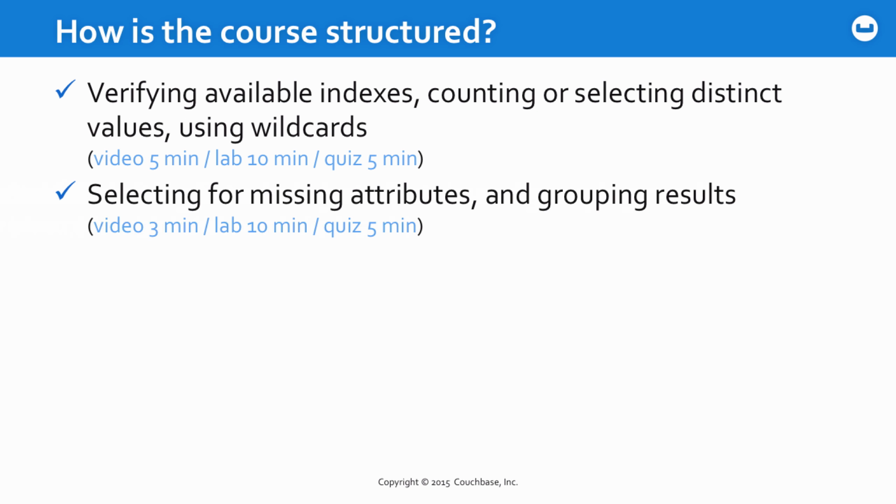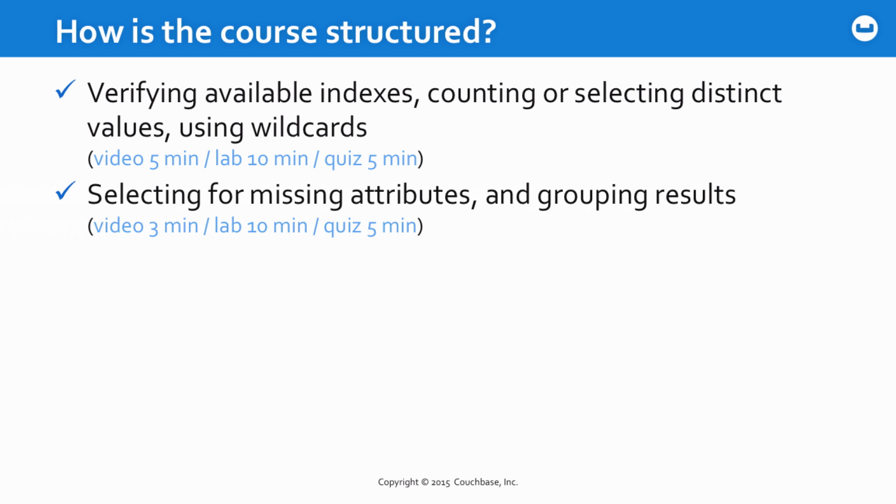We're going to look at how to verify what indexes are available within your particular Couchbase installation in a few different ways. We'll also look at counting in results, as well as selecting distinct values, potentially using wildcards. We're also going to select for missing attributes. Now, as SQL-like as this all may be, you're still working with a fundamentally different data model. You're working with JSON documents, which may vary from document to document.